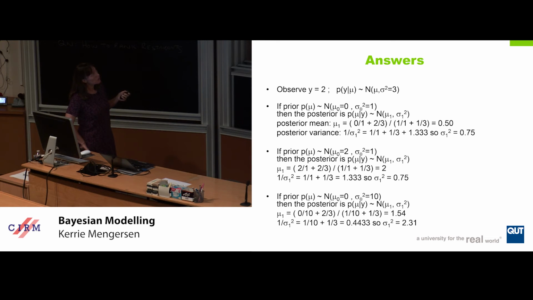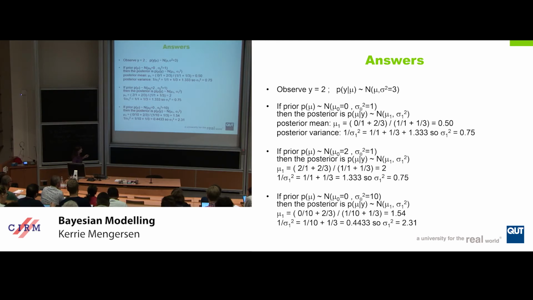If my prior is 2, 1, then I'm going to get a posterior mean of 2, and I'm going to get a variance again of 0.75. If my prior is a 0, 10, then I'm going to get a posterior mean of 1.54 and a posterior variance of 2.3.